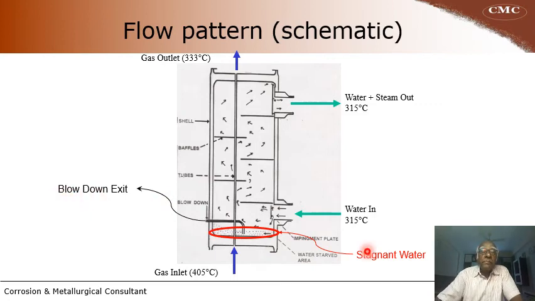So this problem has resulted in insufficient blowdown, resulting in stagnant water. So this is the cause of the corrosion problem experienced. The stagnant alkaline water has resulted in corrosion of the tubes.